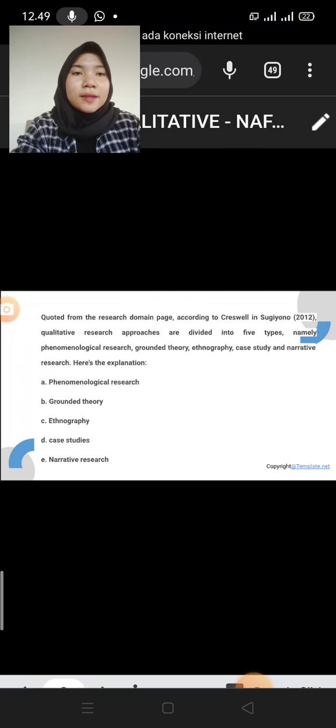Next, quotes from the research domain facts according to Creswell and Sugiyono. Qualitative research approaches are divided into five types, namely phenomenological research, grounded theory, ethnography, case study, and lastly, narrative research.